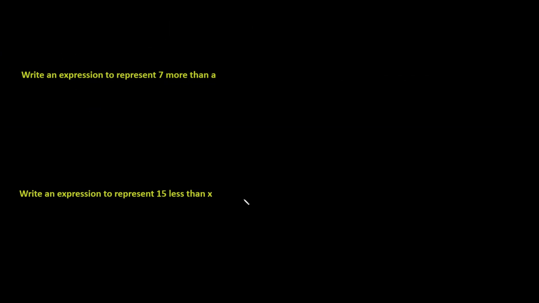In this video, we are going to write some expressions with variables, and we have two examples here. So this one says, write an expression to represent 7 more than a. Well, let's say we had just a, and we want 7 more than that, right? So we're going to add 7 to it. And it could be either way around, or this could be 7 plus a because of the commutative property of addition. And then our second one says, write an expression to represent 15 less than x.